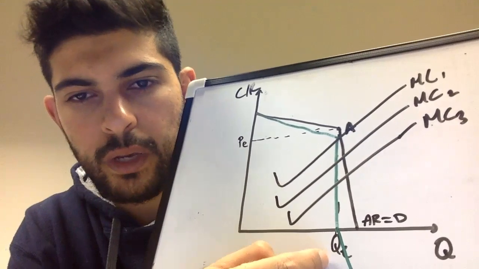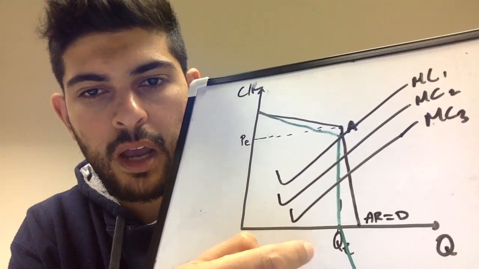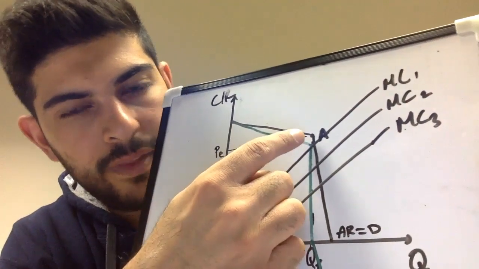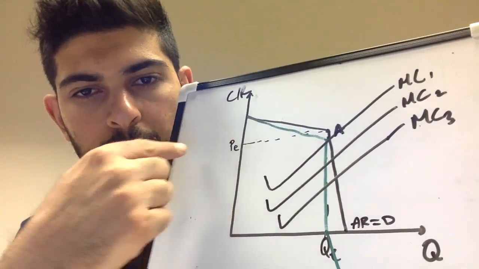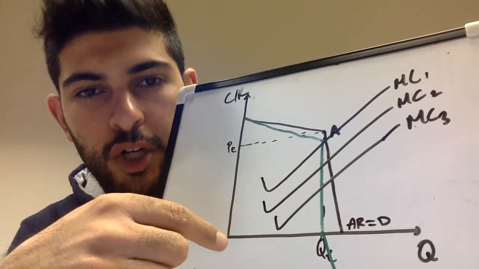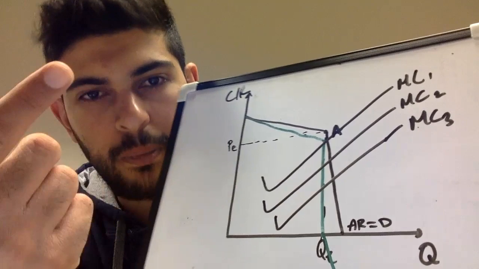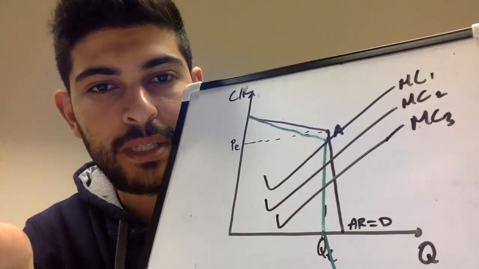What's my quantity? Well, my quantity is QE. How do I get my price? I go up from that quantity until I hit the AR curve. Well, I got exactly from QE. I hit the exact kink point. What's my price? My price is PE. If I have a marginal cost of MC2, what's my output? It's still QE. What's my price? It's still PE. And same thing for MC3.